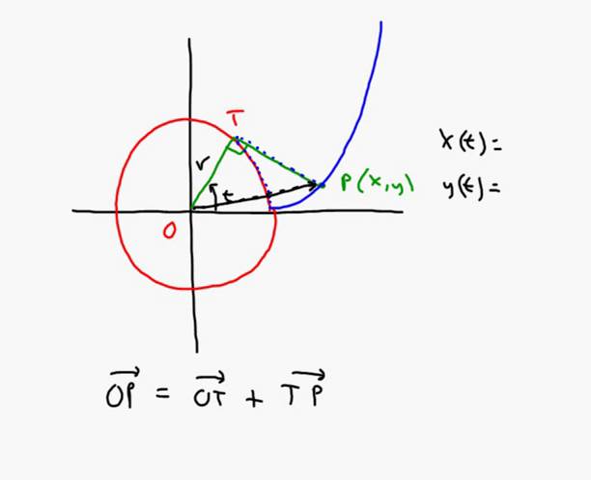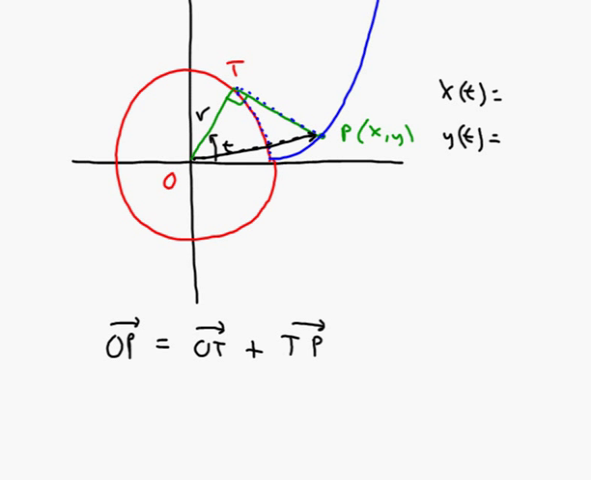Okay, so let's just work on one vector at a time. We'll add them together, and then we'll have the equation we want. Alrighty, so if we just want to look at OT, we're interested in the location of this point, so to speak. Well, this is just a circle, and we know the parameterization there would have to be this. So OT would have to equal r cosine t times i plus r sine t times j.